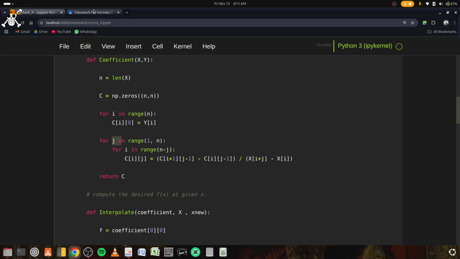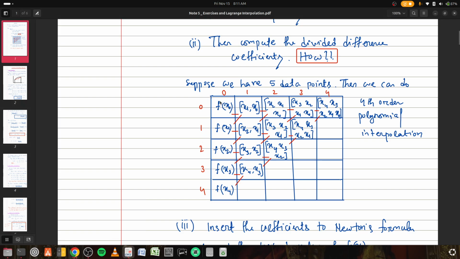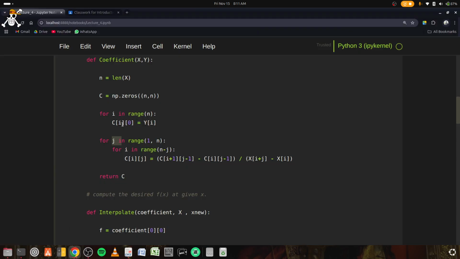will go from 1 to n, right? Here, as you can see, the columns will go from 1 to n. So here they will go from 0 to 5, right? The column values will go from 1 to n, because we have already defined the zeroth column. For the zeroth column, the data points are already there. Then we have to update the values of the columns for 1 to n now. The zeroth column is already filled.